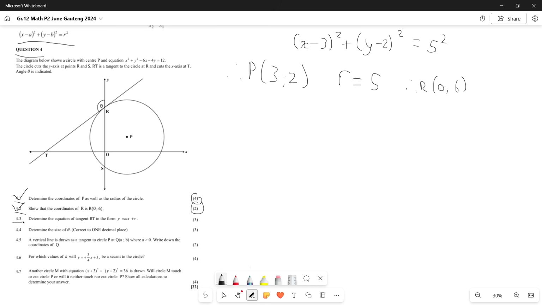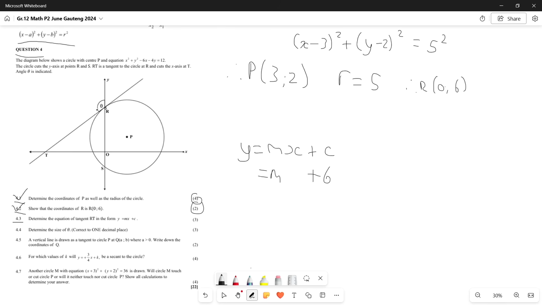And then 4.3 says determine the equation of tangent RT in the form of y equals mx plus c. So we have a straight line, that is our tangent. Tangent means that we only touch the circle once. What we already know now is the value r over here is (0; 6), which means this is our c value, 6, because that is the y-intercept where x is 0 and the y value is 6. So we just need to calculate the m value, and we therefore need one coordinate point to plug in to the x and the y.